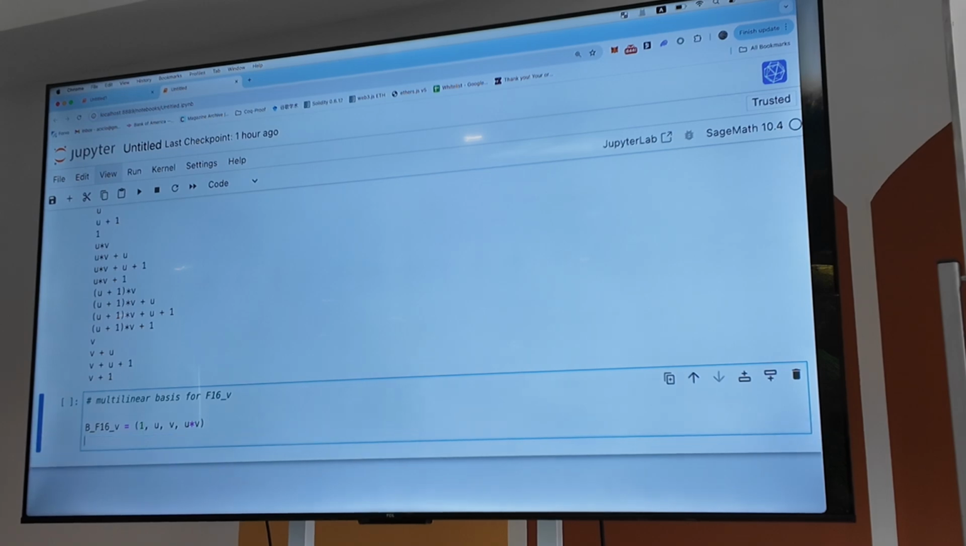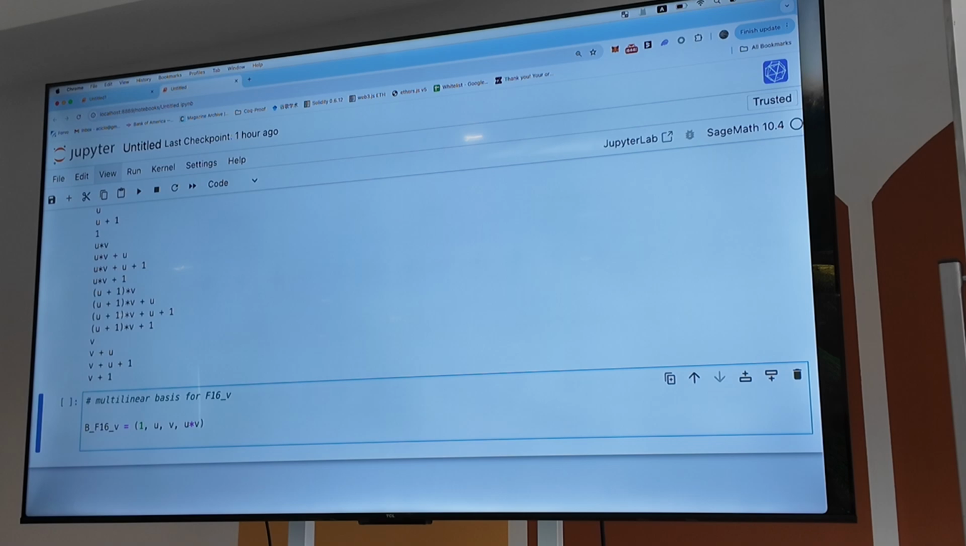If we build F256, then we have a similar multilinear basis. The multilinear basis is very friendly for sum check and for multilinear extension polynomials. I think that's part one of my talk, the tensor algebra in Binius.